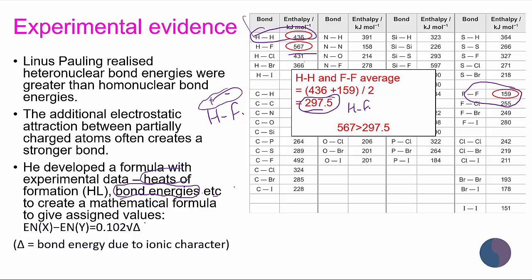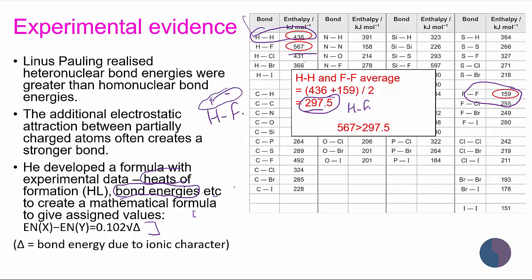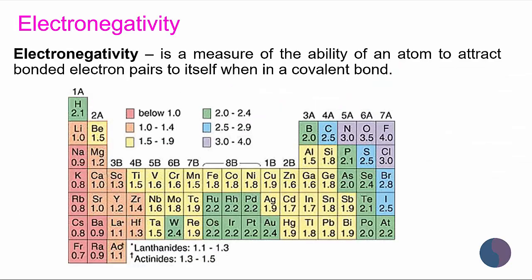And he came up with this formula that works out what electronegativity is. He just assigned the greatest value as 4, which happened to be the fluorine atom. So that's why we have such a strange definition of electronegativity, which is a measure of the ability of an atom to attract bonded electron pairs to itself when in a covalent bond. So in a covalent bond and bonded electron pairs.